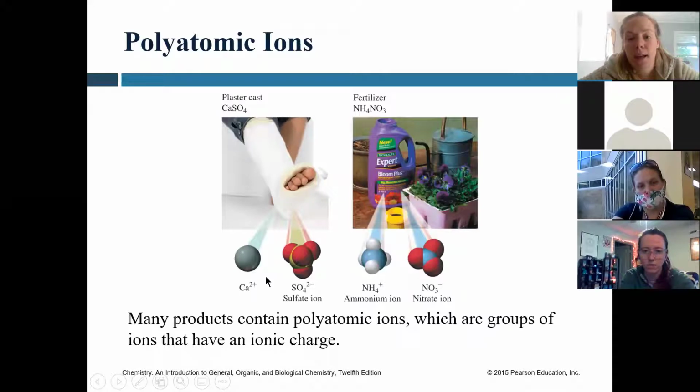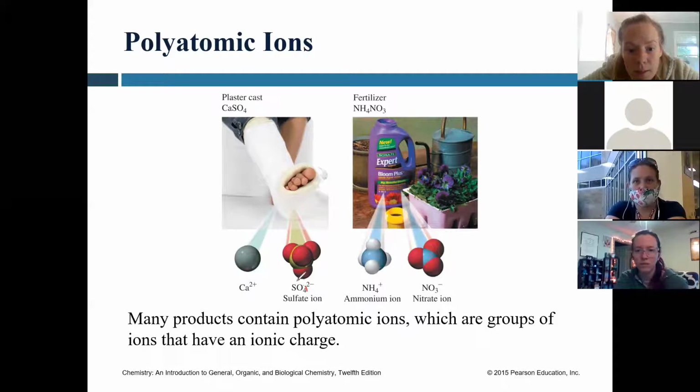Okay, so in a plaster cast, you've got this thing here called calcium sulfate. There's a calcium atom and then a sulfate ion. Sulfate is 1 sulfur, 4 oxygens, and that whole thing, again, I'm going to circle this. This whole thing has a 2- charge. All right, so treat the thing that's in the circle as a unit. Just like you wouldn't break up the C and the A of calcium, don't break up the S and the O4 of sulfate.